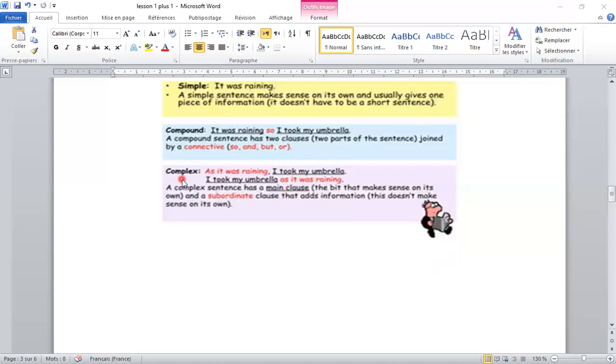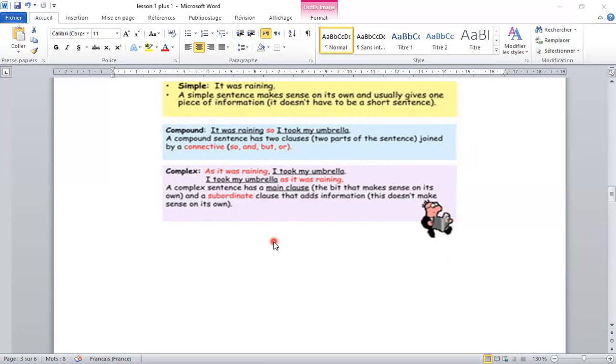Now, an example of a complex sentence with a pink color. As it was raining, I took my umbrella. It means when as it was raining, I took my umbrella. Or we say, I took my umbrella as it was raining. So here there is no problem. We can swap the places of the sentence. The first part, as it was raining, I took my umbrella. I took my umbrella as it was raining.